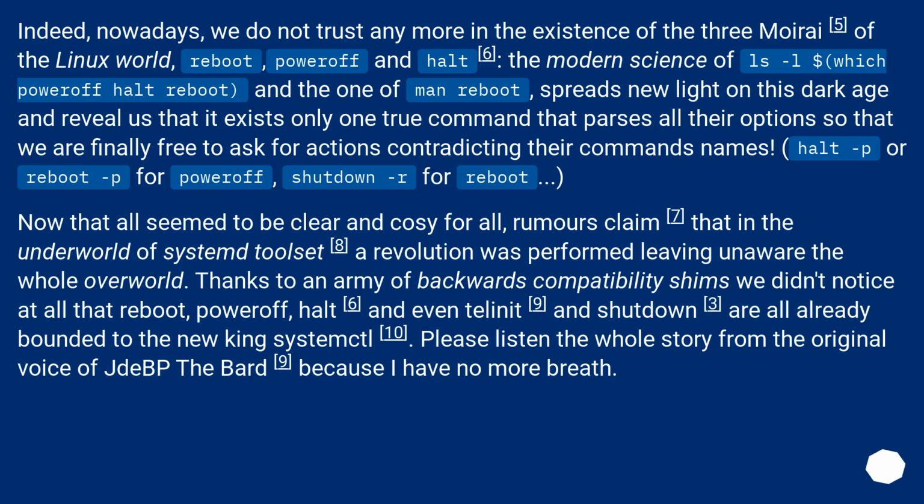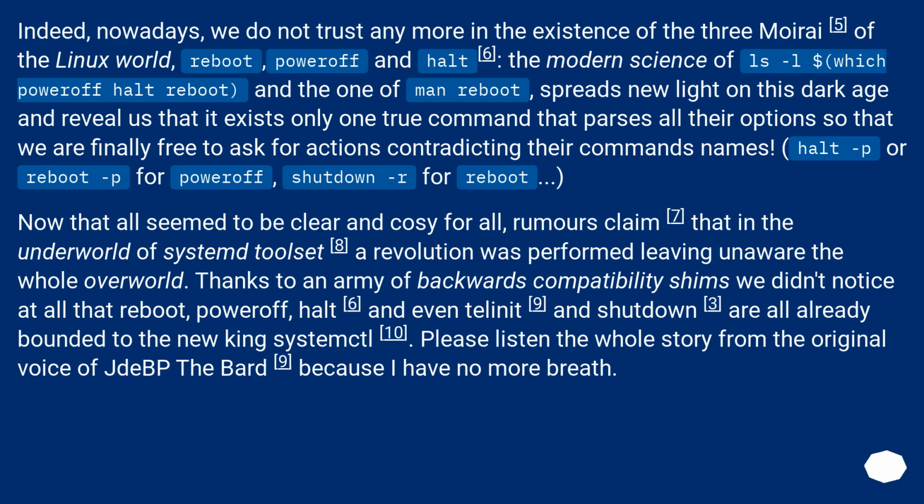Indeed, nowadays, we no longer trust in the existence of the 3 Moirai 5 of the Linux world, reboot, poweroff and halt 6. The modern science of ls -l, which poweroff halt reboot, and the one of man reboot, spreads new light on this dark age and reveals to us that only one true command exists, that parses all their options so that we are finally free to ask for actions contradicting their commands' names. halt -P, or reboot -P, for power off, shutdown -r, for reboot.